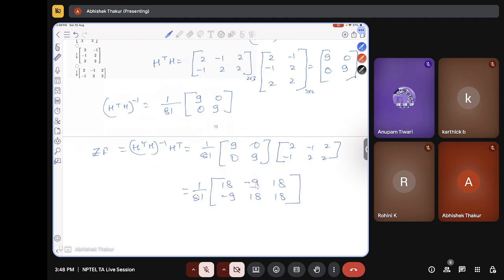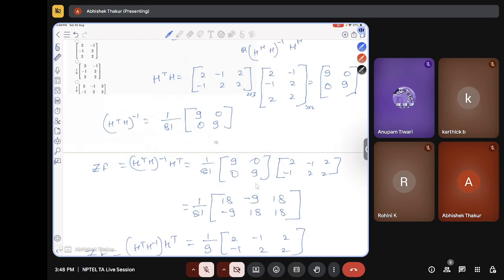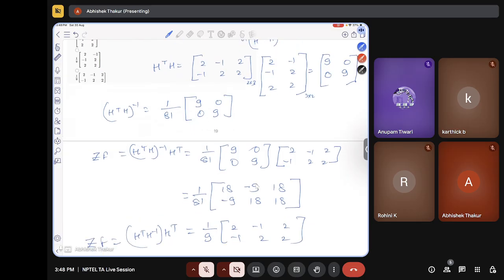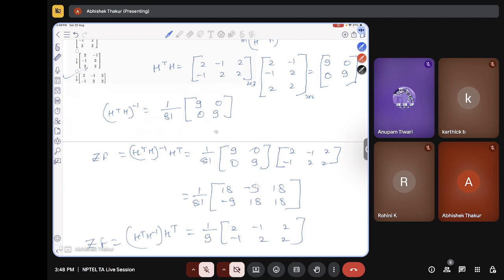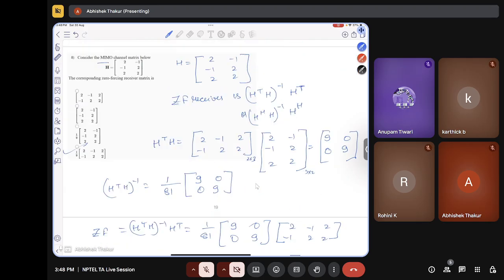So this is our final value, and here we can divide it by 9 also. So we'll get 1 by 9. And when you take 9 common, it will become 2 minus 1 2 minus 1 2. So the correct option is 1 by 9 2 minus 1 2 minus 1 2. So option D is the correct answer for this question.